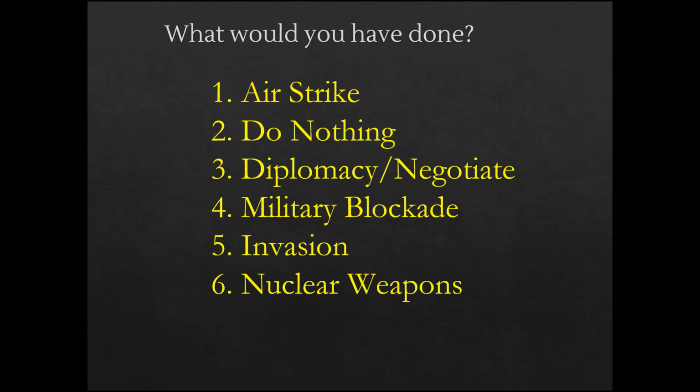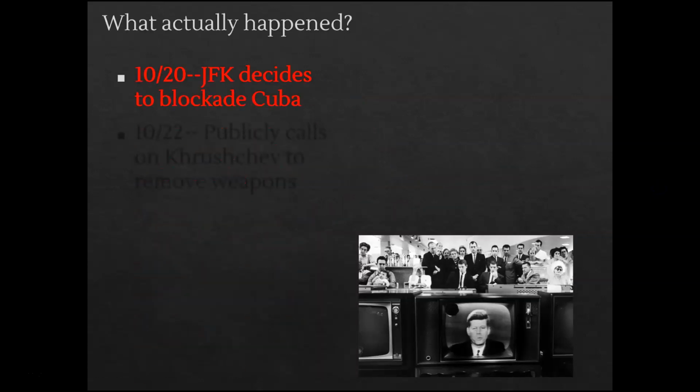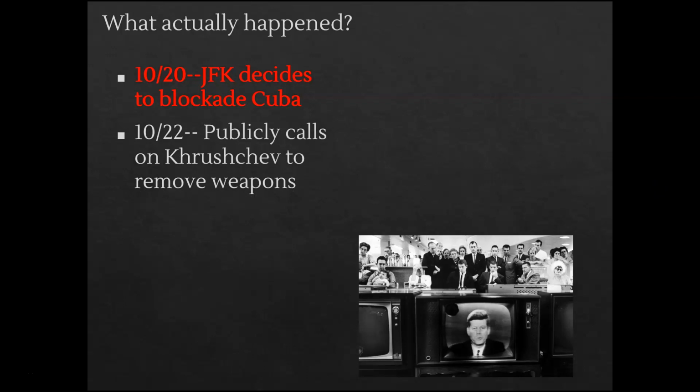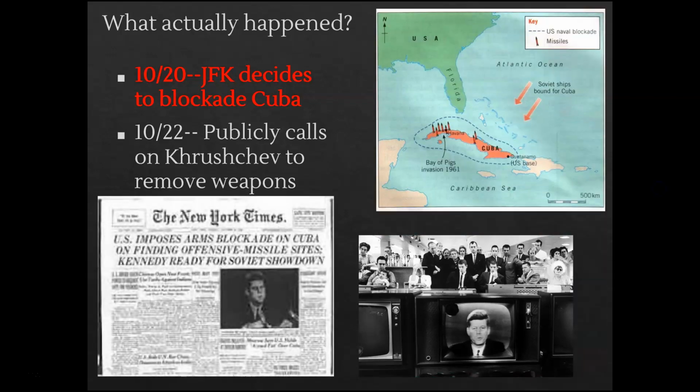Okay, so think about this. What would you have done in President Kennedy's shoes? Okay, so what actually happened? On October 20th, JFK decided to blockade Cuba. On October 22nd, he publicly calls on Khrushchev to remove the weapons. So he tried the blockade. Whether you thought that was the right thing or not, that's what he did.